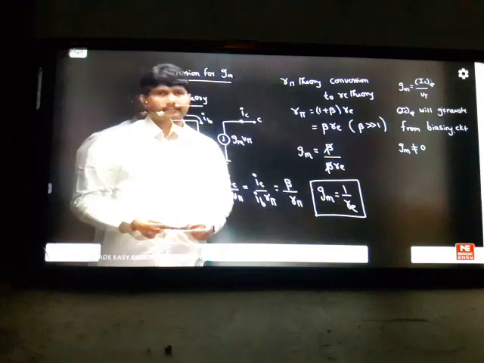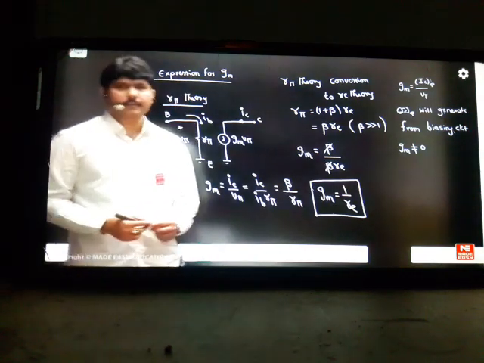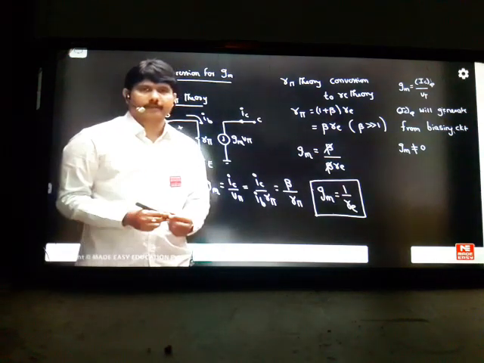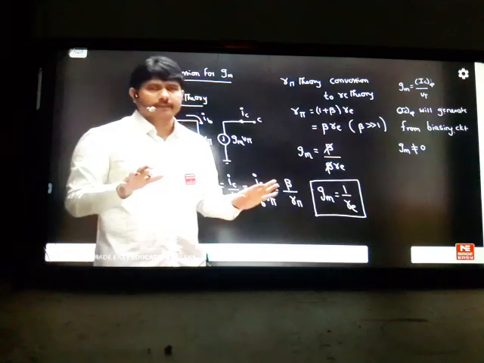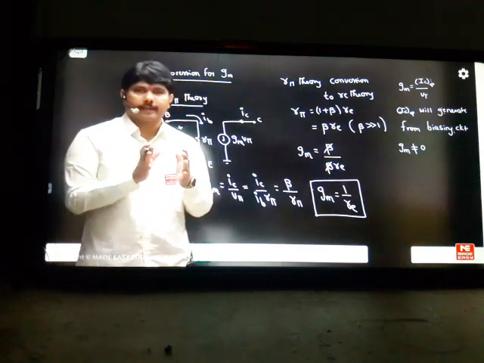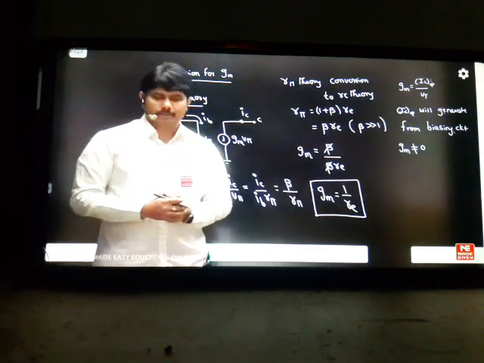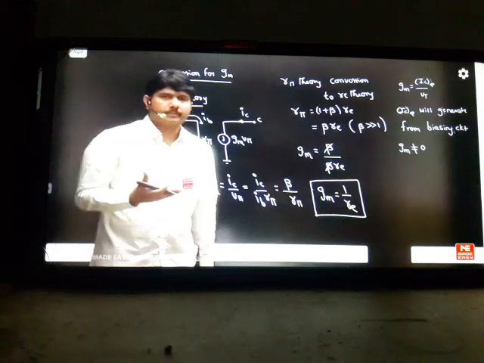So ICQ definitely will come, biasing will be there in amplifiers. If biasing is there, then automatically ICQ will be generated. If ICQ is generated, GM will come. So GM cannot become 0 in amplifiers. Nobody can get GM 0 throughout your life, because for any amplifier, the main condition is biasing. Without biasing, how can you speak of GM? That is the reason. To create GM, we need biasing there.